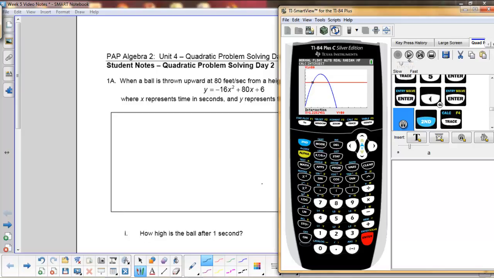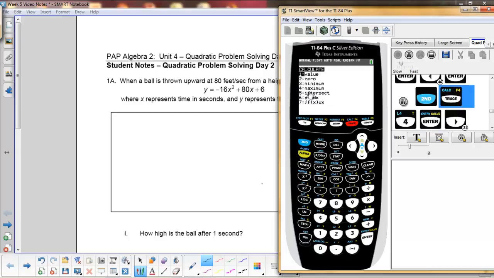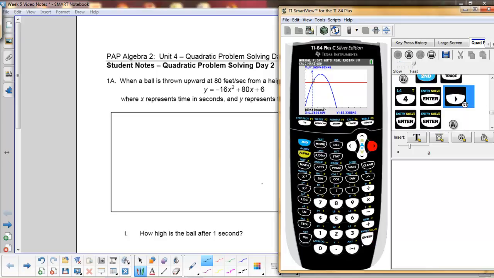All right, the next thing we're going to do is move on to question number 3. How long does it take to reach its maximum height? So I'll slow this one down so you can see. Second trace. And this time I want the maximum, so I'm going to number 4. Number 4 means I've got to find the left boundary. Well, my cursor's already on the left-hand side, so I automatically hit enter.